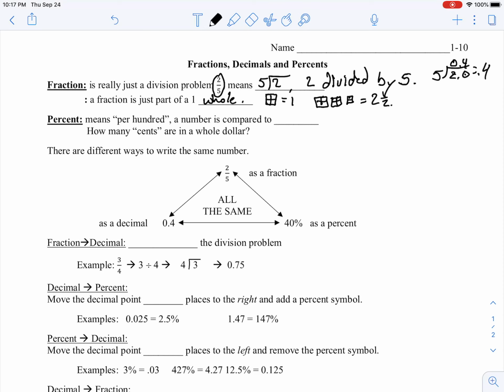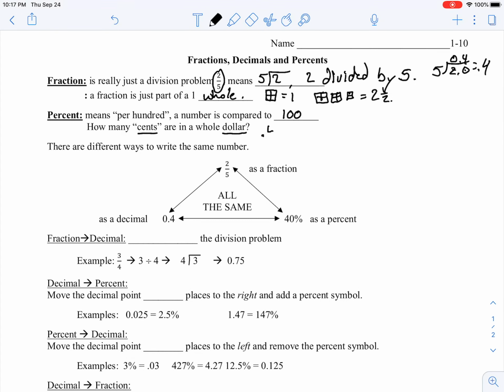So percent means per 100 or out of 100, so it's just a number compared to 100 as a fraction. We can think about this with dollars and cents. 100 cents makes a whole dollar. So 45 cents is just 45 100ths of that dollar.